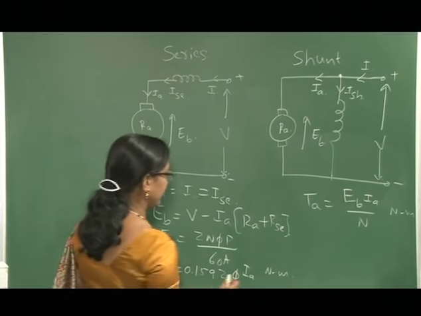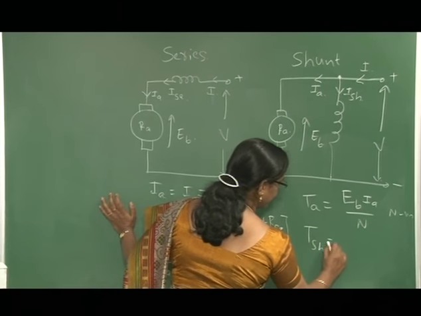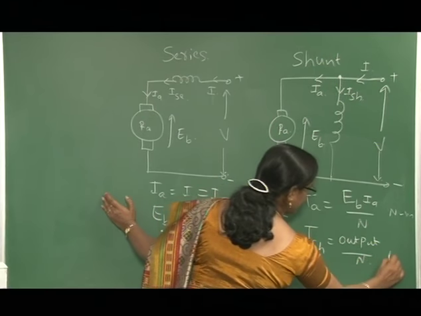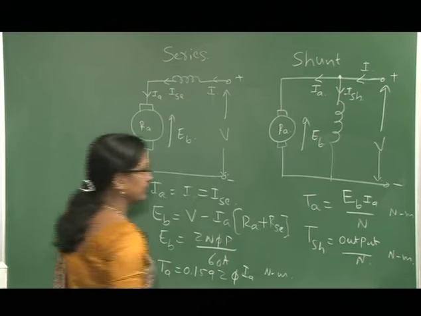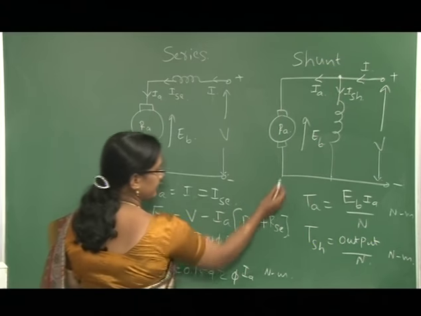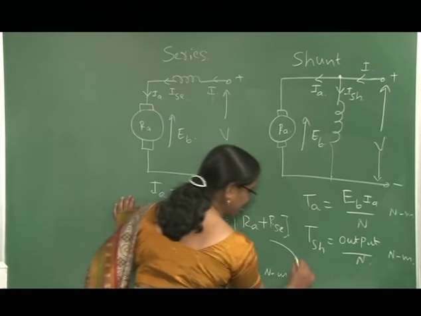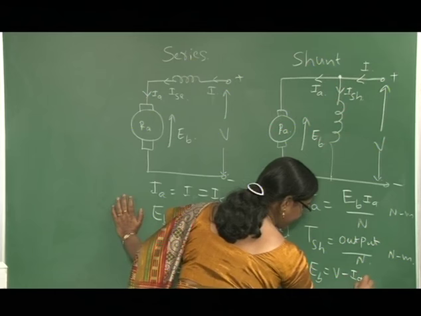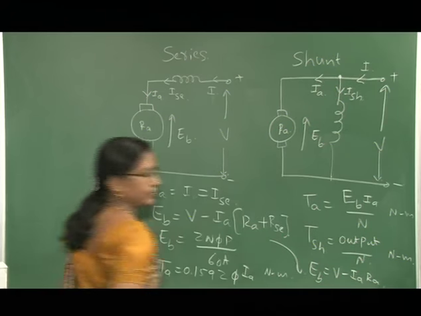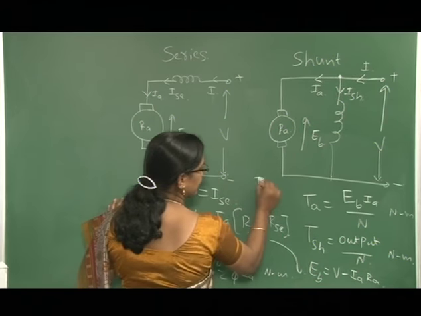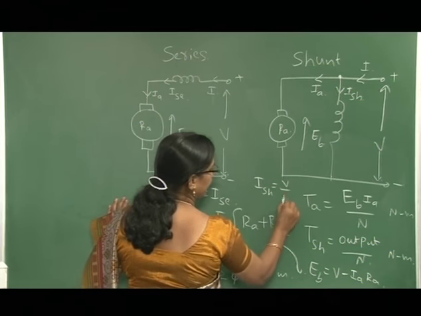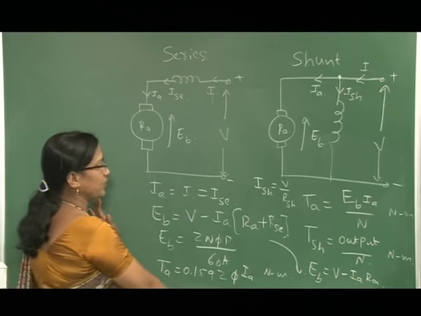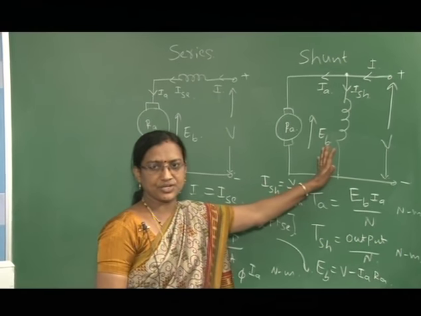We also have the equation for TSH, which is output divided by N, also in Newton meter. For the shunt motor, we do not have the series resistance in the equation: EB equals V minus IA RA, and the current ISH equals V divided by RSH. These are the main equations we consider when doing problems on series motor and shunt motor.